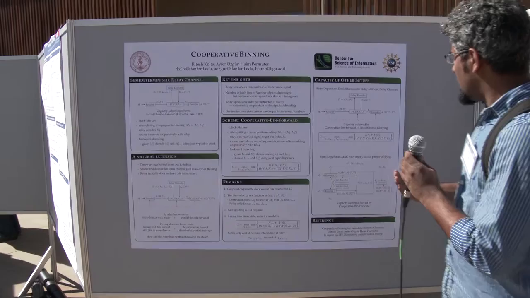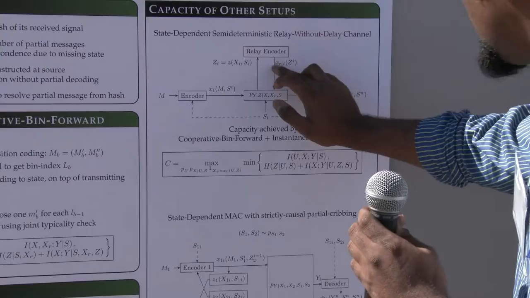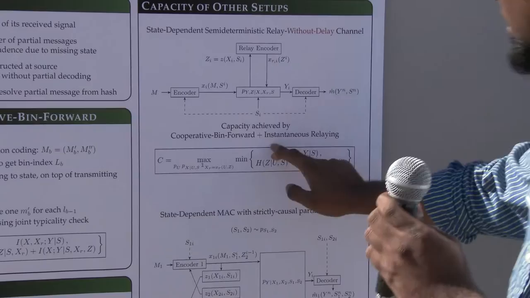We have the semi-deterministic relay without delay channel in which the received signal of the relay can causally depend on the transmitted signal. So basically this is not Z_{i-1} anymore, this is Z_i. In this case, we can combine this idea with instantaneous relaying, and this is the capacity in that case.